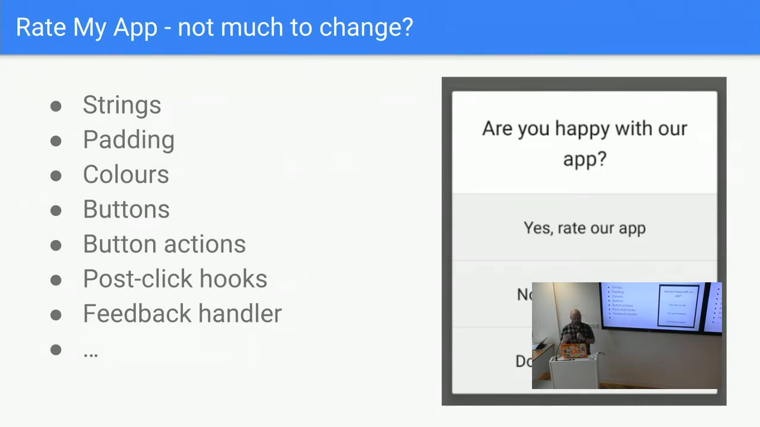So this is a very simple UI, but the amount of customization here is mind-boggling. So first of all, you got your strings, fair enough. People want, instead of our app, to have your company name or something like that. They'll want to change padding, colors, buttons, button actions. And we were partly to blame here because this was the first thing we did. We said, of course, people might want to have 4 buttons instead of 3 or 2.